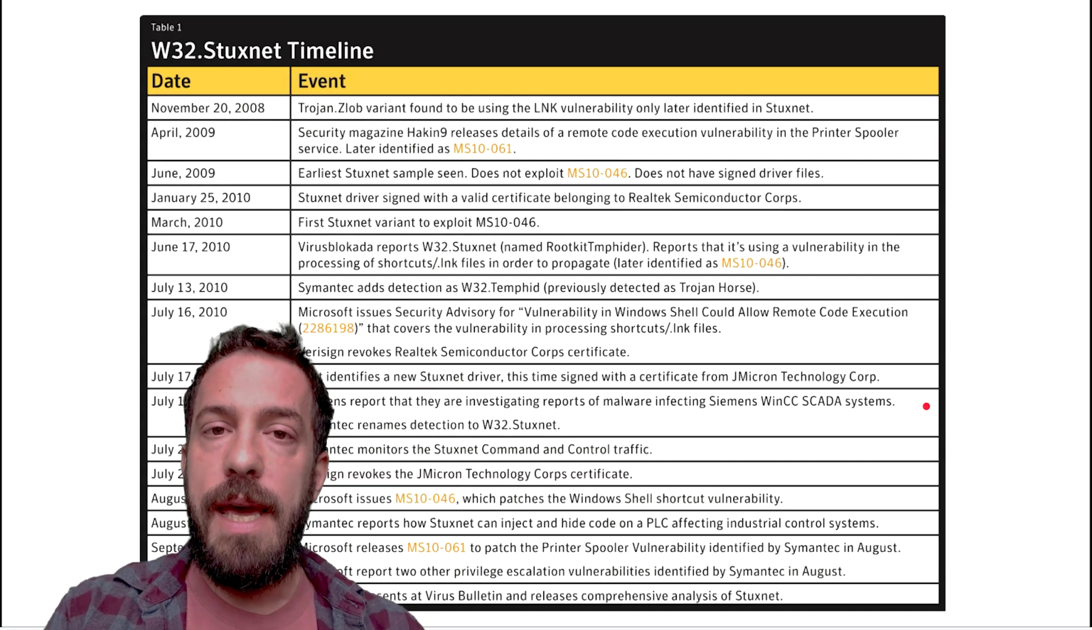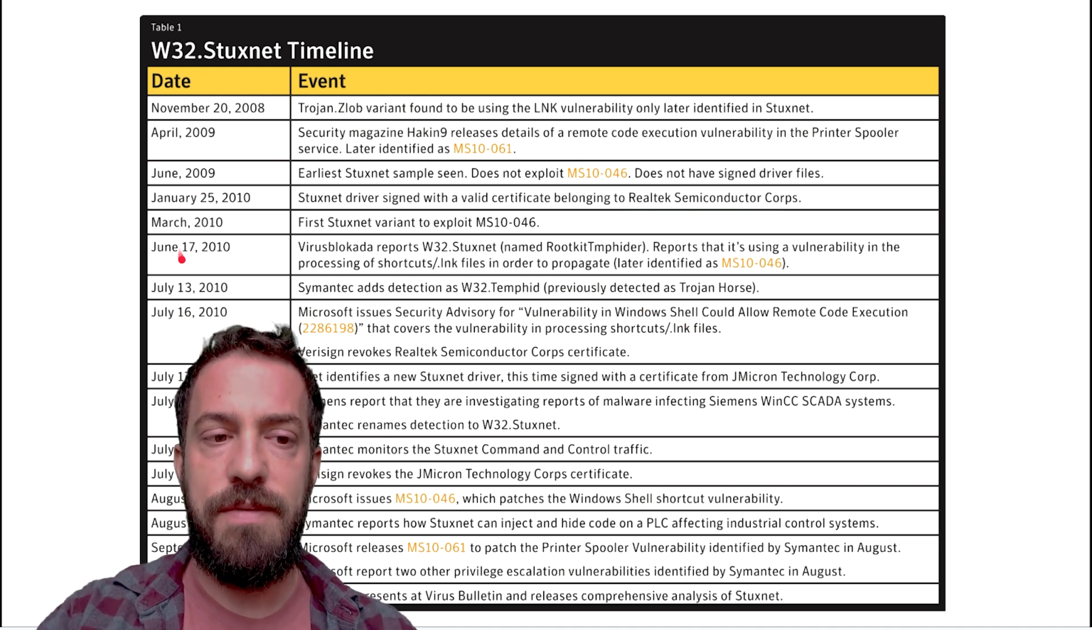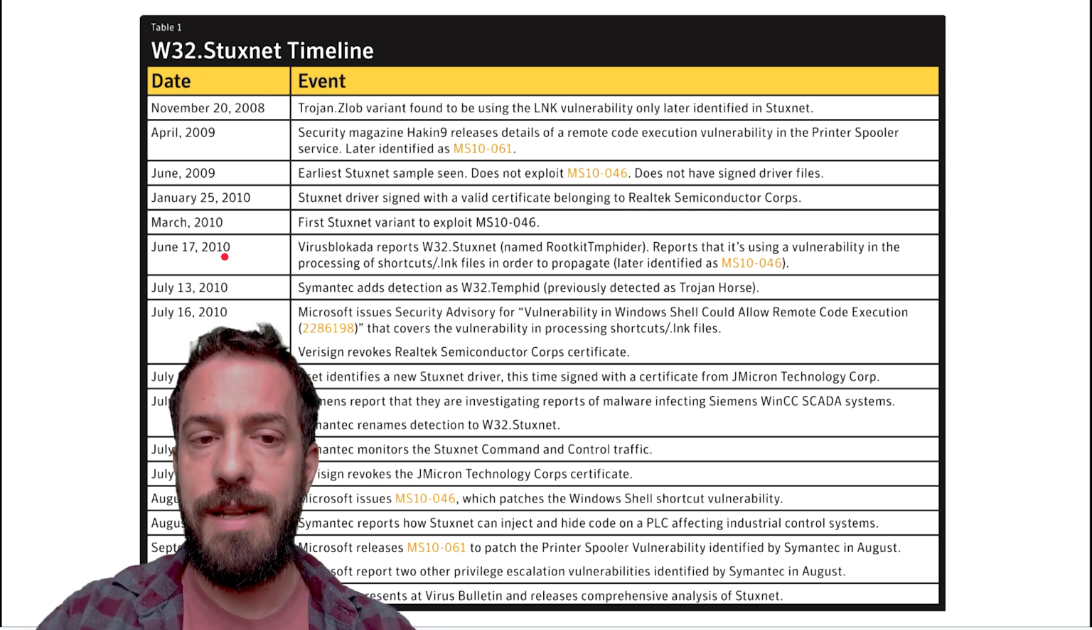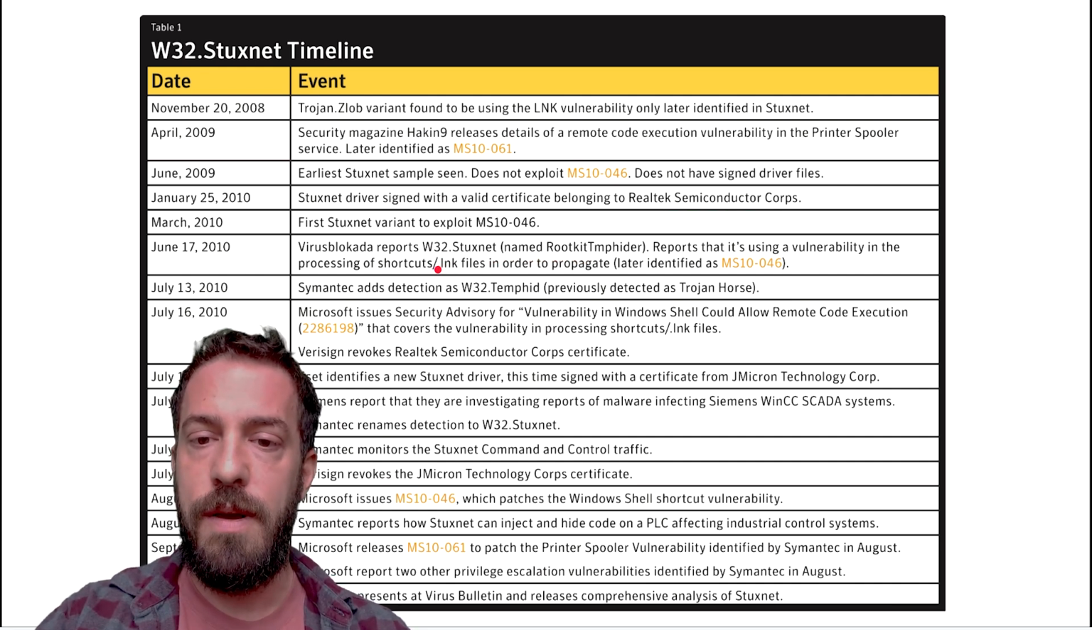Sample timeline taken from a Symantec report. As we said, Stuxnet was discovered in June 2010. It was first reported as Stuxnet. This comes from the stub in the binary as it was reverse engineered, and it was reported that it was using one of these vulnerabilities that we'll see. It was actually using many more, but that's what it was first identified as doing.